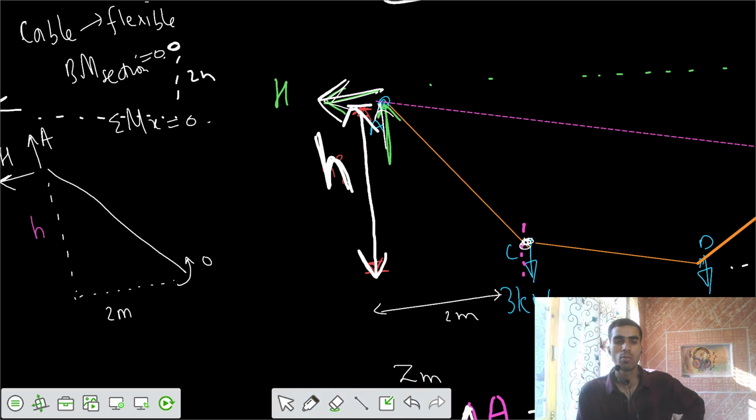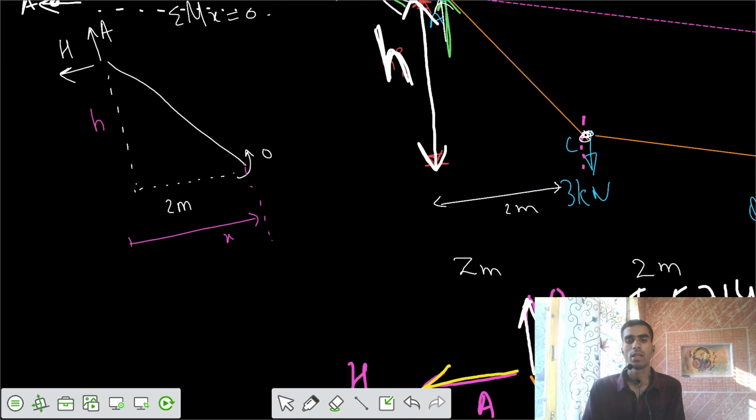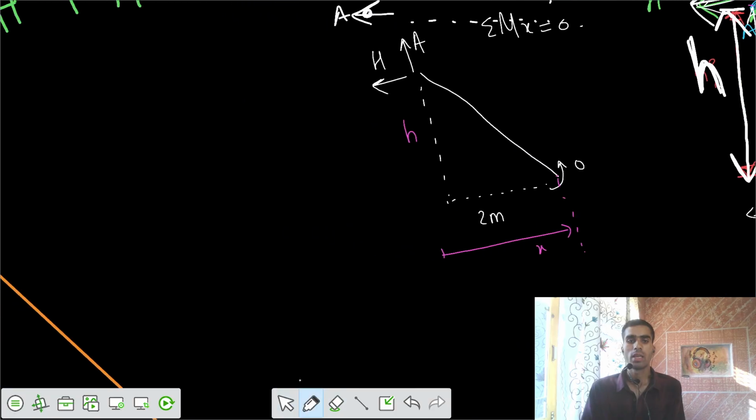Now if I apply summation of moments at that section X, this is your X from the support A, the value of X equals 2 meter. Can you get the value of small h now? We know the value of capital H and A. The value of h would be such that H into h about this point goes anti-clockwise, so I will write minus, and plus the effect of that concentrated point load, the reaction A, which is clockwise about the point, A into 2, equals 0.